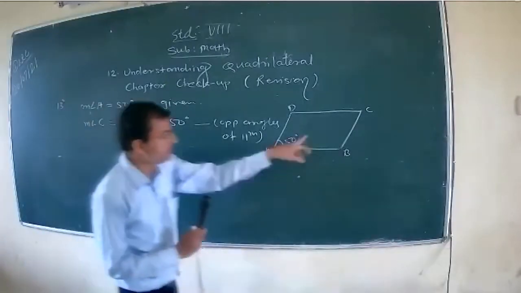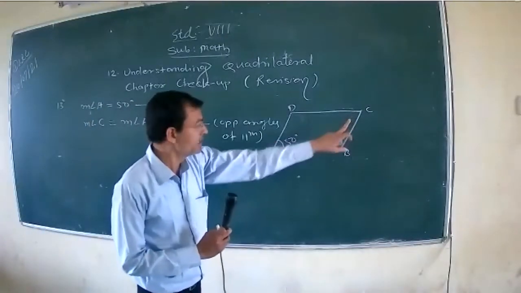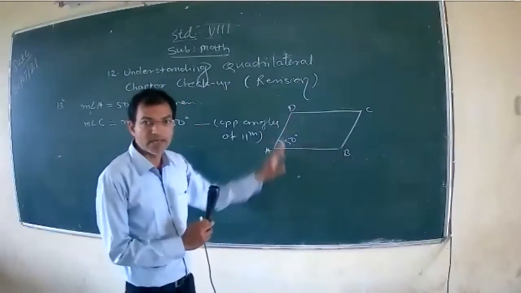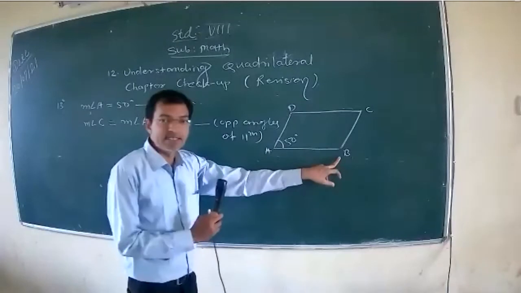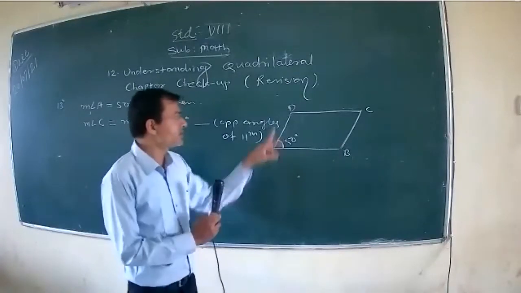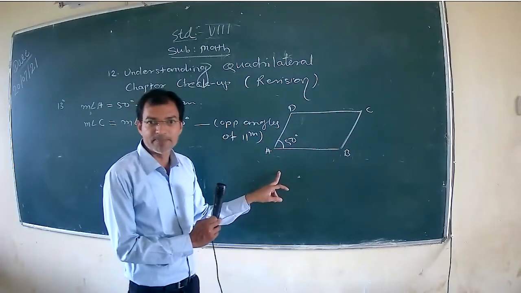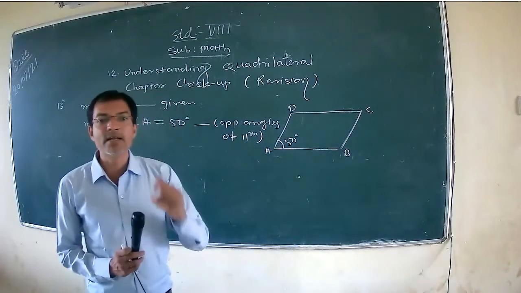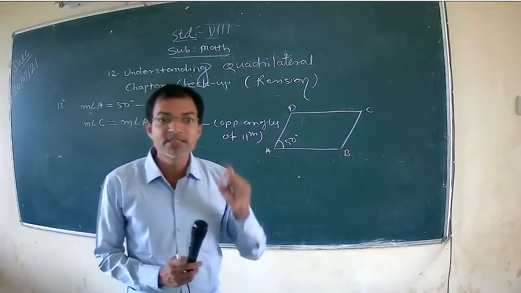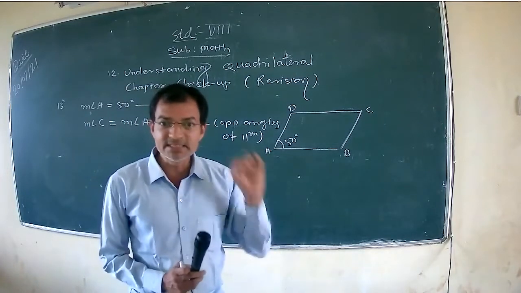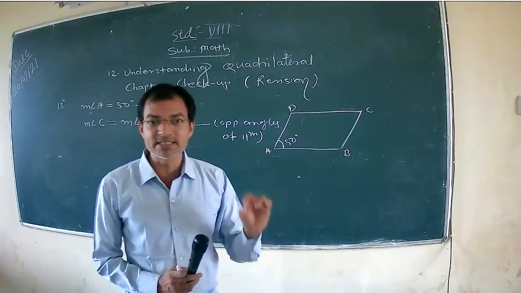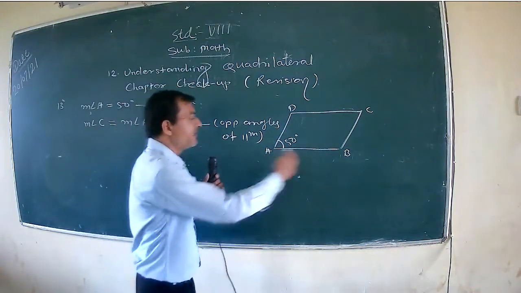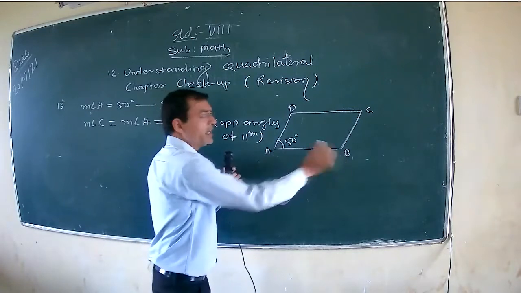Now, okay, ये मिल गया आपको. Angle C is 50 degree. Now you have to find angle B or angle D. Angle B is the adjacent angle of A, and also angle D is the adjacent angle of A. And you know very well one of the properties of parallelogram: adjacent angles in a parallelogram are supplementary. It means that the sum of these two adjacent angles is 180 degree. So you can find any one of them, angle B or angle D.